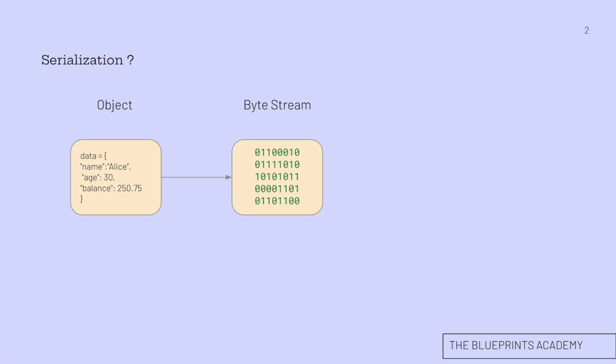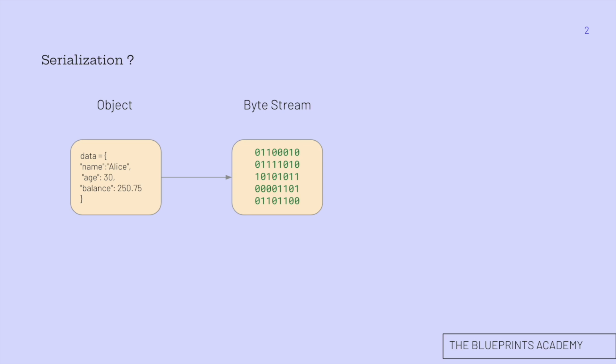So first things first, what is serialization? Let's understand this by a small simulation. Let's say you write some code, and we have an object data which has name, age, and balance. Now, in order to make this data persist on disk or transfer over the network, every programming system does something called serialization, which is nothing but converting this object into a byte stream.